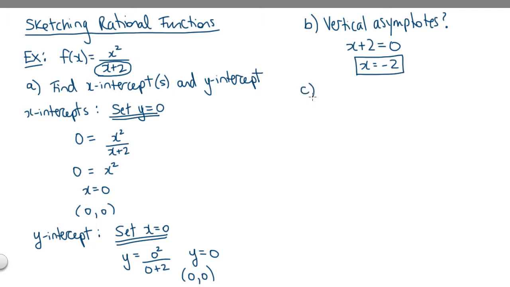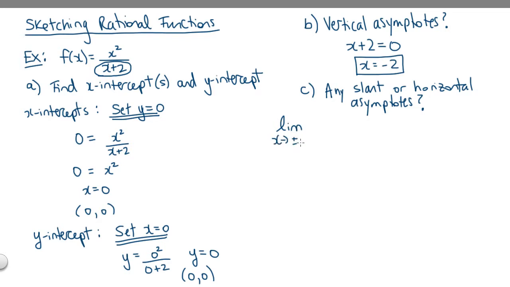For part C, we're going to look for any slant or horizontal asymptotes. A function can have a slant asymptote or a horizontal asymptote, or in some cases, neither. To figure out whether we have one of these types of asymptotes, we're going to take the limit as x goes to plus or minus infinity of our function, of x squared over x plus 2.